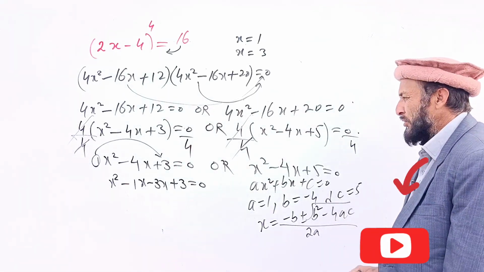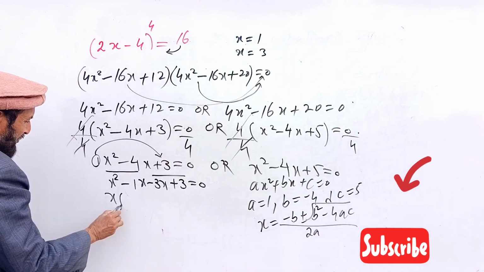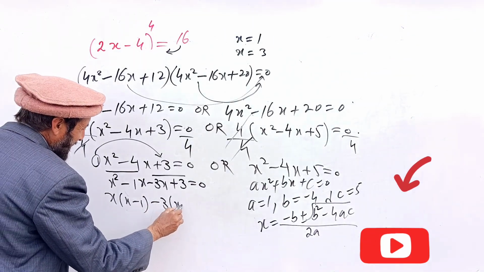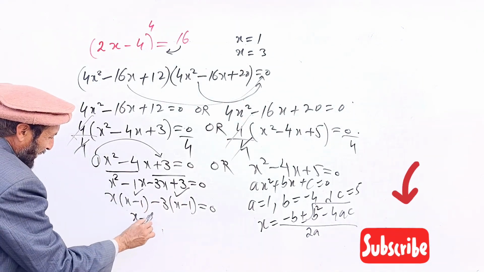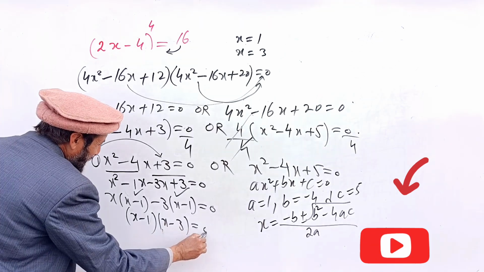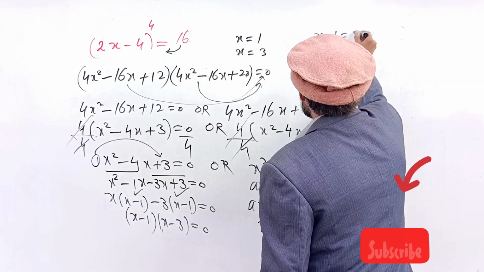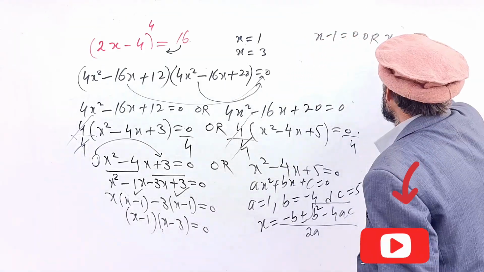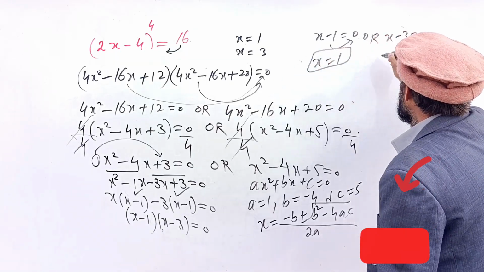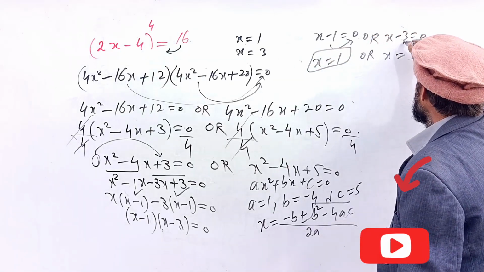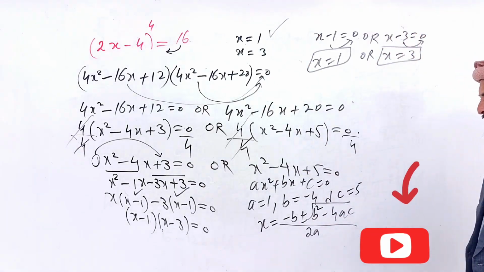Going back to the first equation, we make pairs in this term: x into (x minus 1), and minus 3 is common, (x minus 1) is equal to 0. So we take (x minus 1) as one pair, and (x minus 3) is equal to 0. So x minus 1 is equal to 0 or x minus 3 is equal to 0. Transferring to the right side, x is equal to 1 and x is equal to 3. So both results are x is equal to 1 and x is equal to 3.